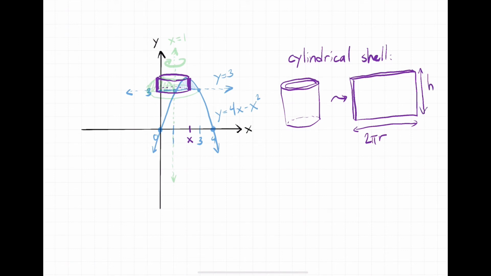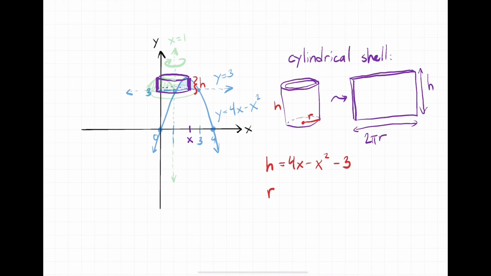In fact, very little changes about our cylindrical shell. The height is still going to be the height of this rectangle, which has not changed. The height is still the top function minus the bottom, which is 4x minus x squared minus 3. That has not changed since the previous version. However, the radius has changed.